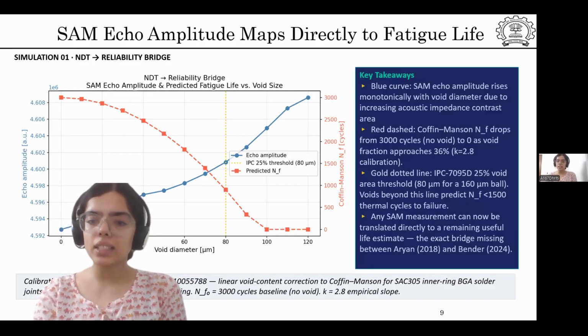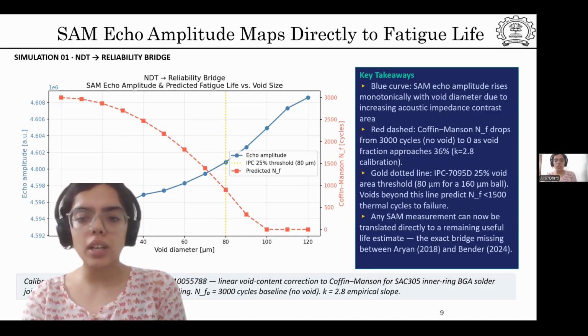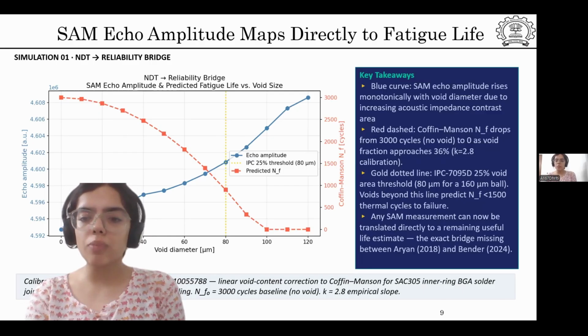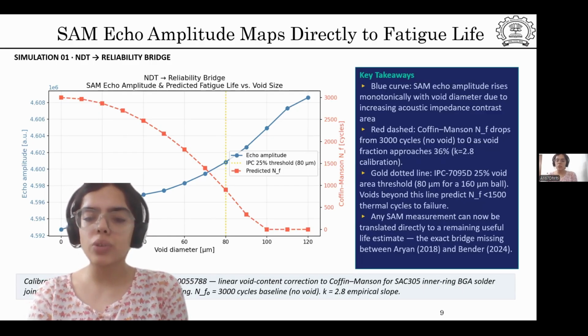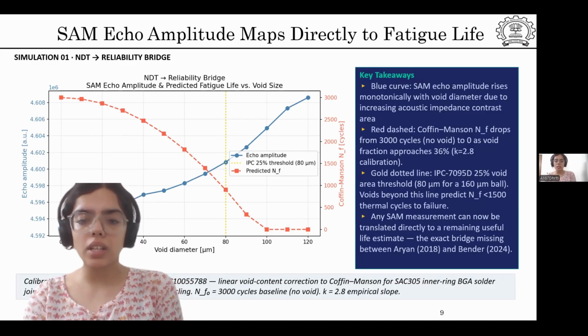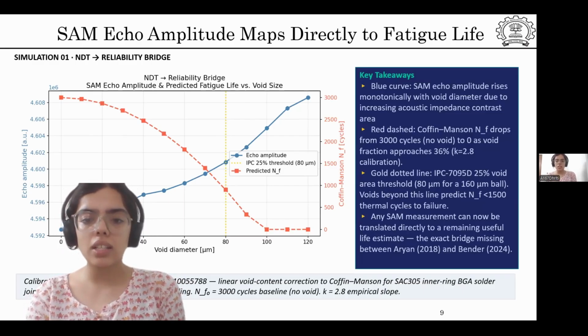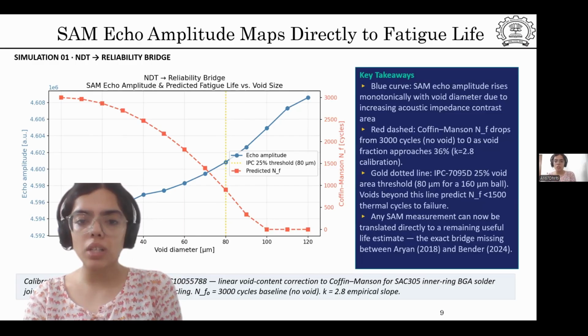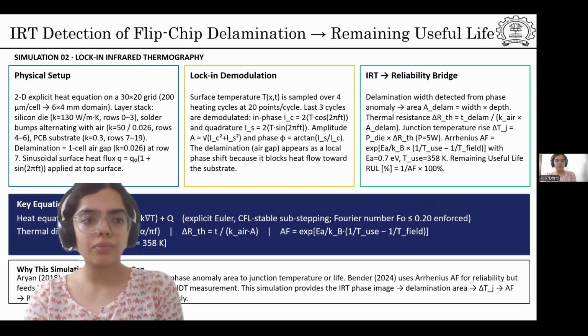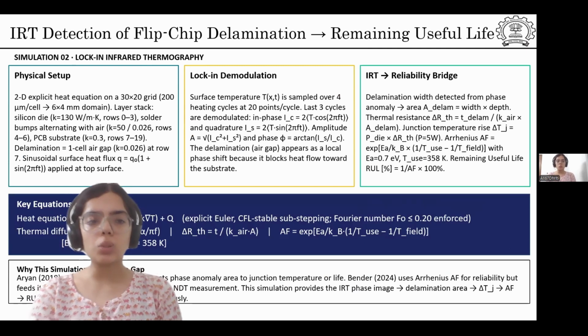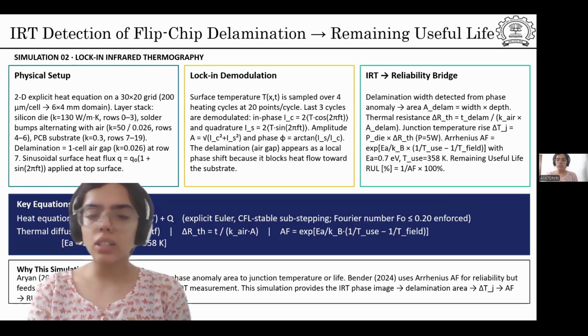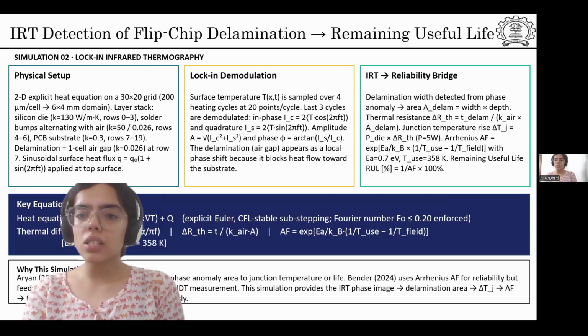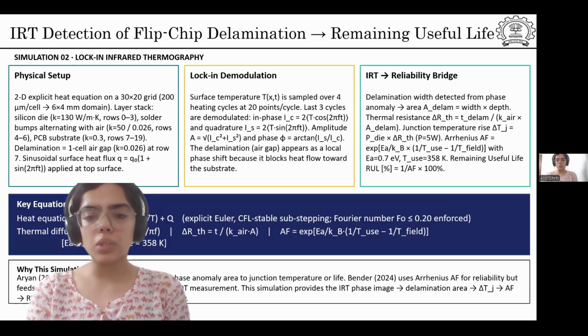As the key takeaway box confirms on the right, any SAM measurement can now be translated directly to a remaining useful life estimate. This is exactly the bridge missing between the two papers, RE and Benders, and it is demonstrated with a 200 micrometer FDTD simulation. Coming to simulation 2 of the lock-in infrared thermography. Simulation 2 applies the same bridging philosophy to this technique.